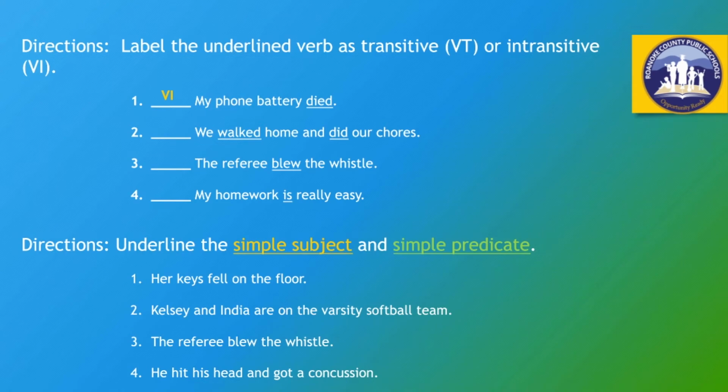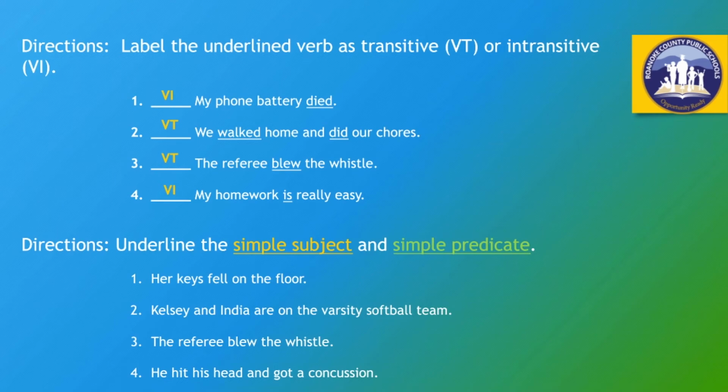We walked home and did our chores. It is transitive because we can say what we did. The referee blew the whistle. Is transitive because we knew that he blew. What did he blow? The whistle. My homework is really easy. It's going to be intransitive because of the type of verb we have.